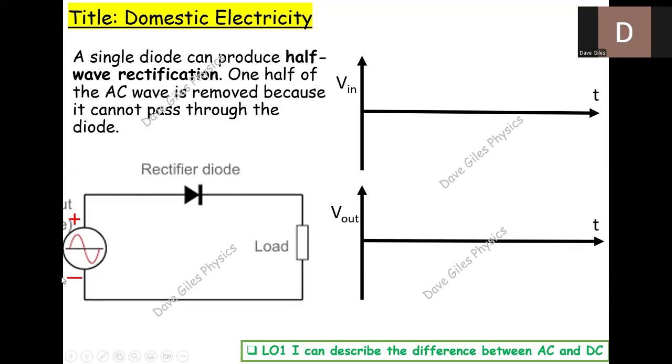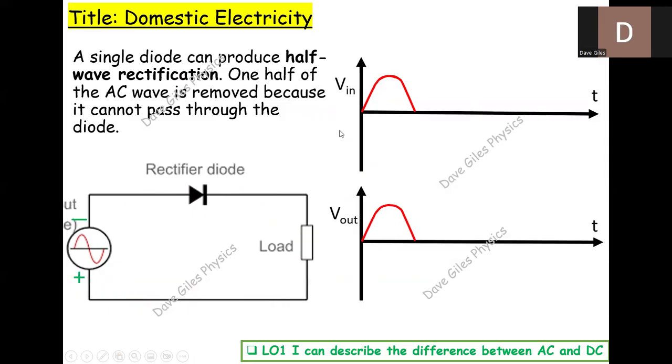At the minute, this end is positive and this end is negative, so the current will flow and we will get a voltage across the output here. The load just means the output, the device which is using it. So here it will pass through, and there's the path of the current. The V out is pretty much the same as V in. We'll get a small voltage drop across the diode, but we'll ignore that for now.